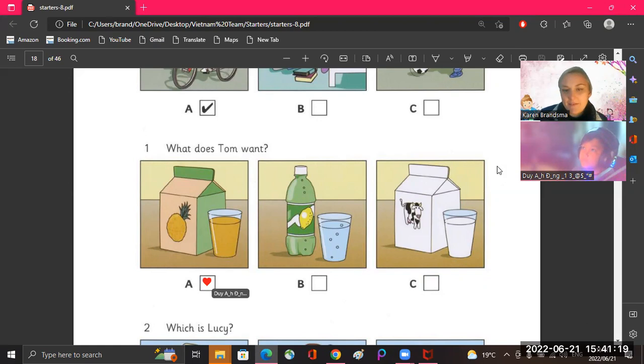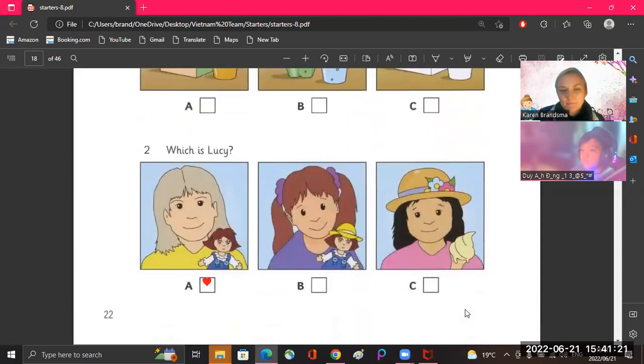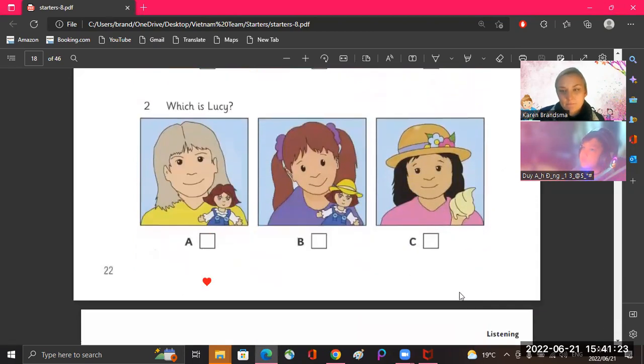Okay, very Which good. is Lucy? Is that Lucy, the girl with the ice cream? No, that's Lucy there. Oh, yes, the girl with the doll. I like her doll's hat. Good.